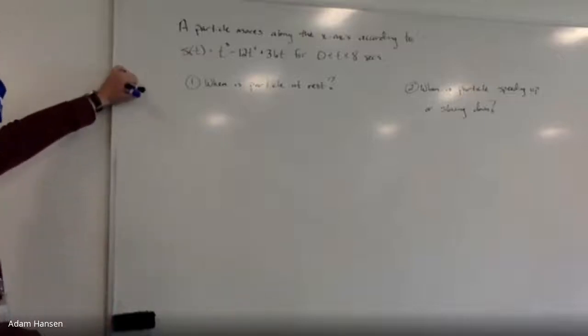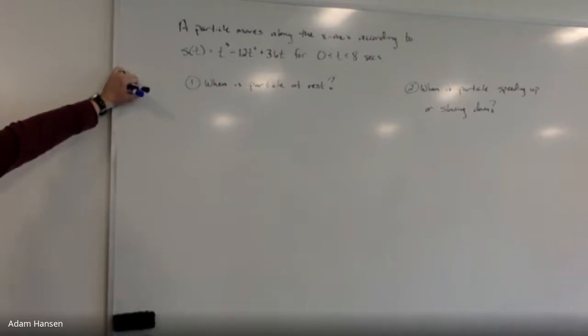A particle moves along the x-axis according to the position function s of t equals t cubed minus 12t squared plus 36t, for time in seconds between 0 and 8 seconds. A couple of things we're asked to answer. At what times is the particle at rest? When is the particle speeding up or slowing down?